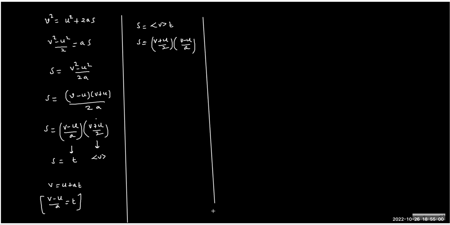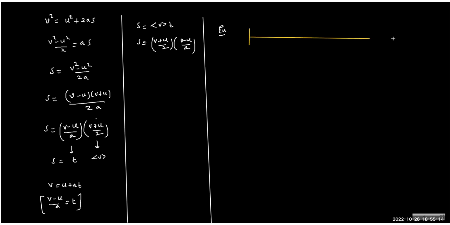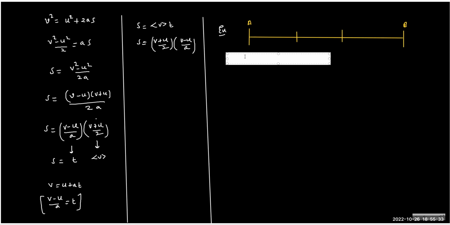So we are going to solve a very challenging problem, but with this acquired knowledge, this should not be challenging to you at all. So this is the example. The question is: a person goes from A to B with uniform acceleration.